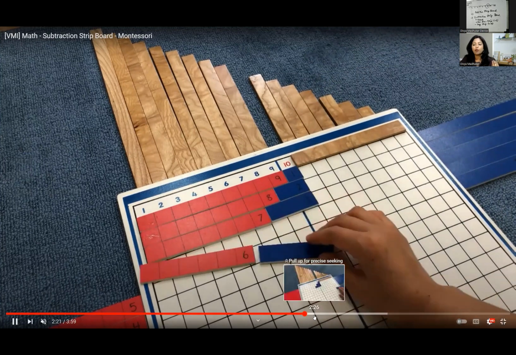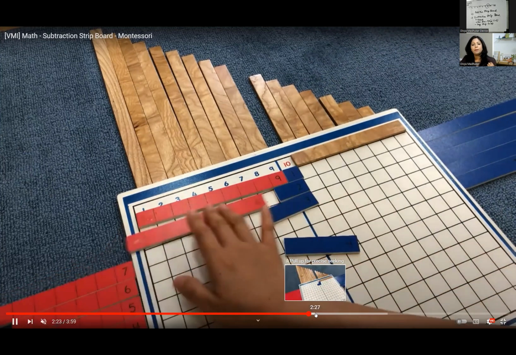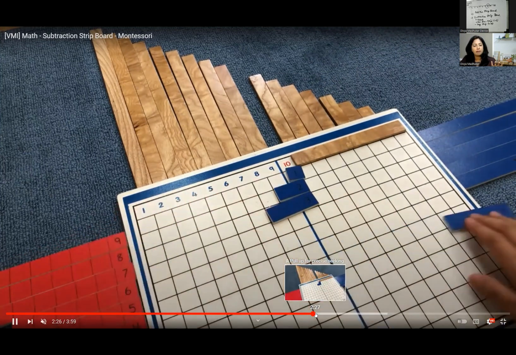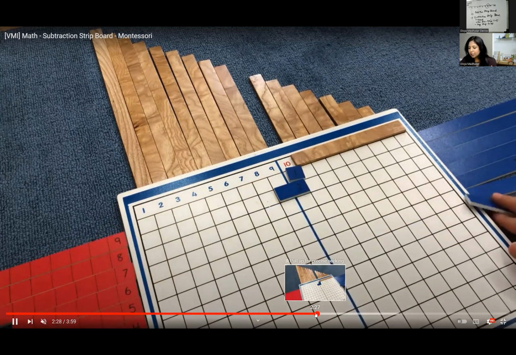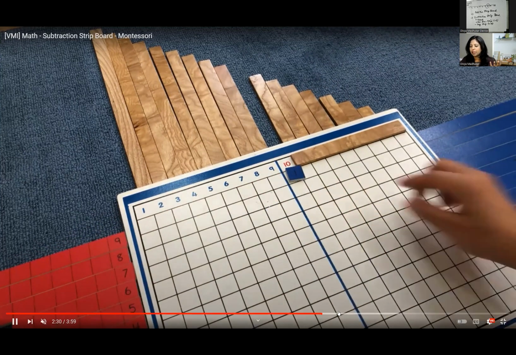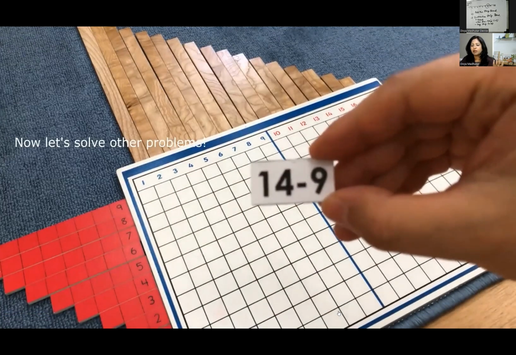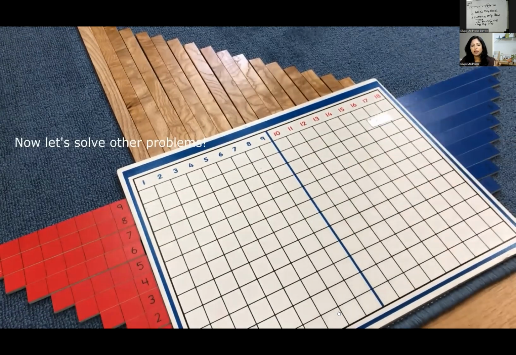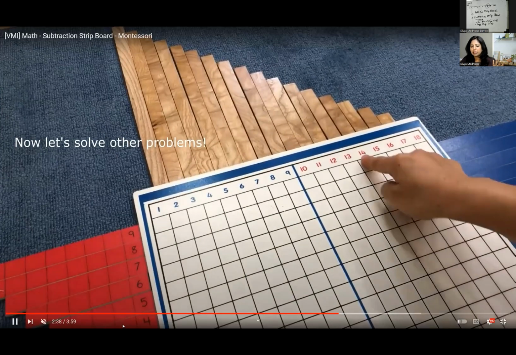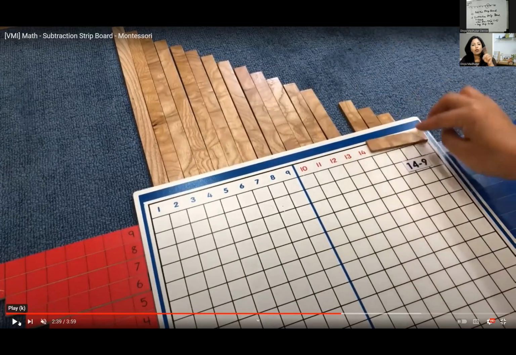Now let's take another problem statement. Now say for example, immediately you have to put everything back. Now let's write down another table. So maybe I can take up a table of, say for example, which one? 14 minus 9 or a random statement, right? So 14 minus 9. So what should I do? I have to take a strip where?